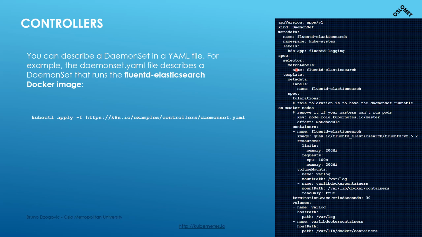The selector is just for managing the information that's put in this name. And the template will be actually what you're going to put there. So you're going to put the key, let's say, the node role, Kubernetes master, effect NoSchedule. Then containers: which containers, how much limits to the containers, megabytes in memory, how much for requests, 100 megabytes in CPU and memory, so you can limit the request rate per container. Then you can use volume mounts and so on.